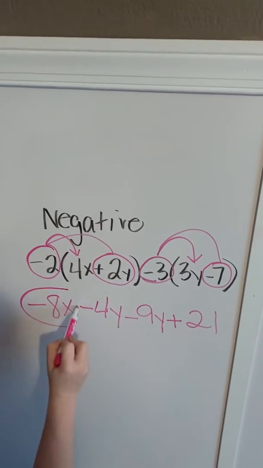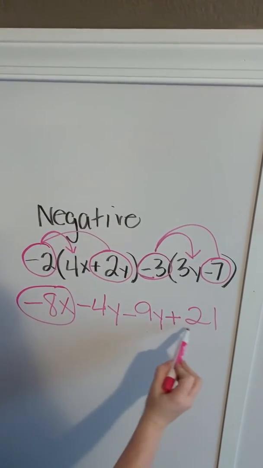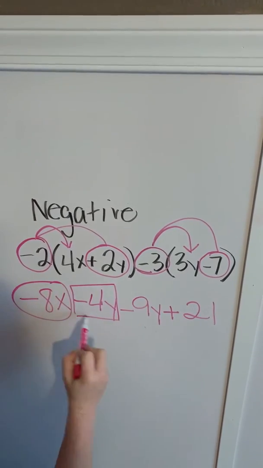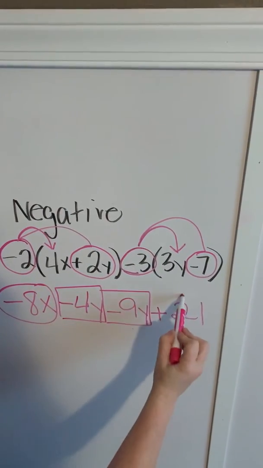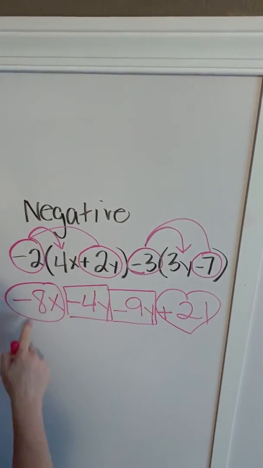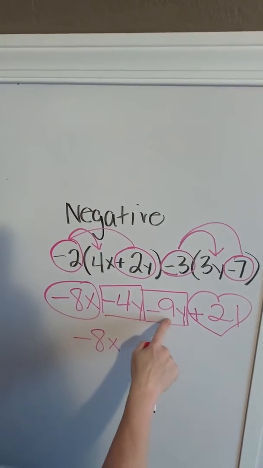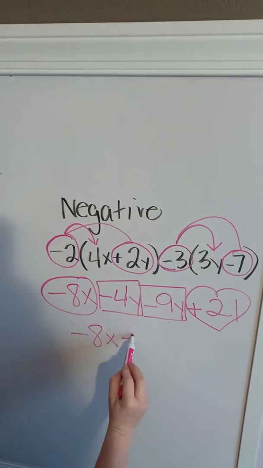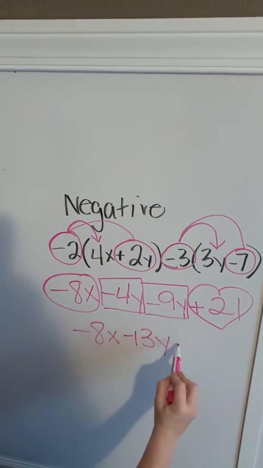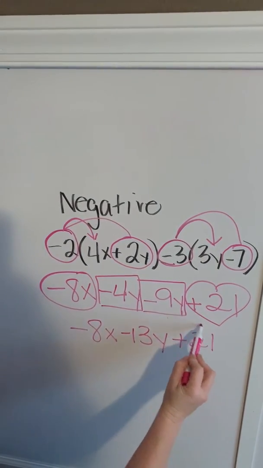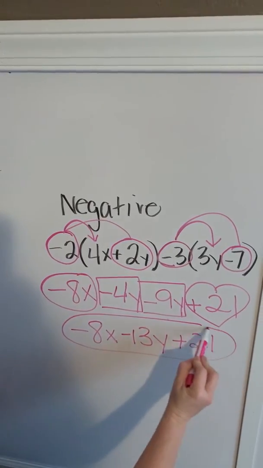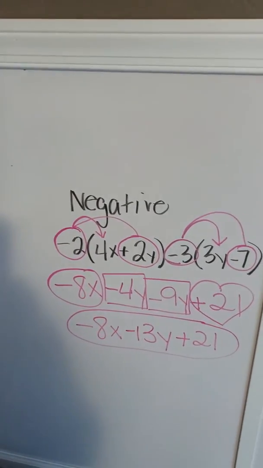So now we're going to combine like terms. Here's a y, here's a y, and here's a constant. So we have a negative 8x, negative 4y plus a negative 9y would be negative 13y, and then we have our constant. So that is our simplified expression.